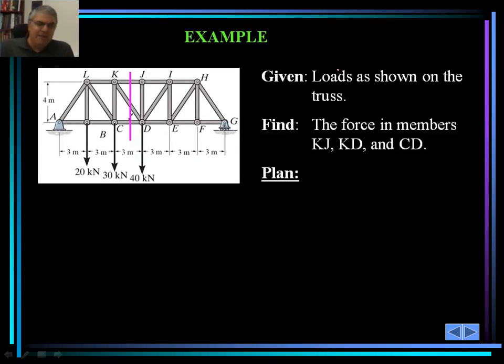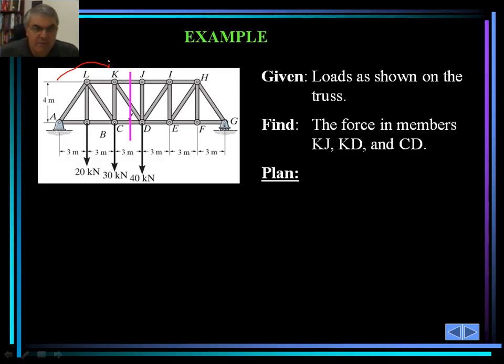Let's take a look at an example. In this case, truss A, L, K, J, I, H, G, F, E, D, C, B is actually shown. And I actually read this to you clockwise. You can also call that any other way that you like, as long as you stay consistent either clockwise or counterclockwise. Loads are shown on this truss. We would like to determine the forces in members KJ, KD, and CD.